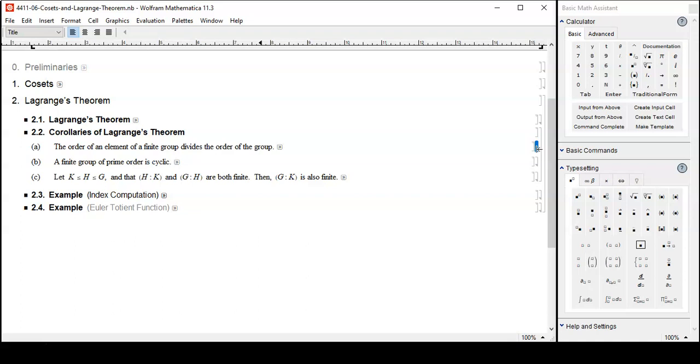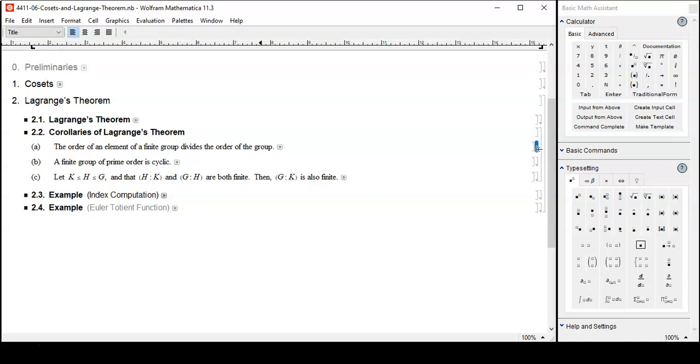Let's see. Prime order, the order is p for prime, then it has no non-trivial divisor. 1 divides p, and there's nothing else other than p itself. So take any element, and then you can form a cyclic subgroup there. If that element happens to be the identity, then you have order 1, and 1 divides p, of course. No problem there.